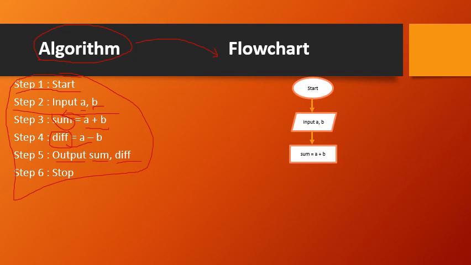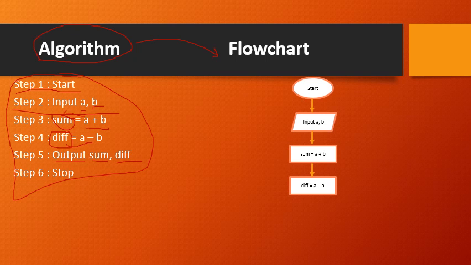Then the next step is step number 4, diff equal to A minus B. So again it is going to be a calculation. So again I have to use a rectangle. Before using the rectangle I need to draw an arrow and then draw a rectangle, and within the rectangle write diff equal to A minus B. So each of these steps I am trying to represent in a pictorial, diagrammatic representation.